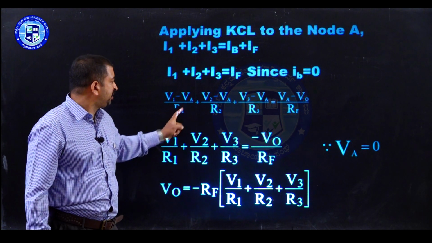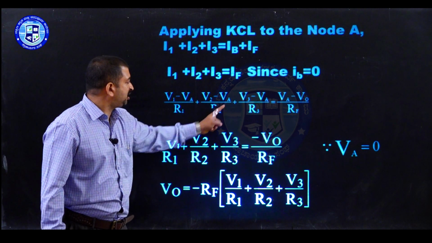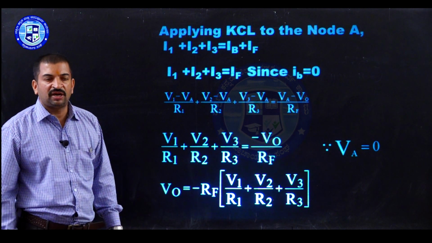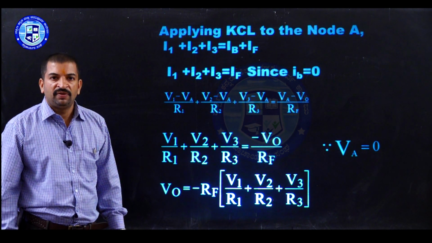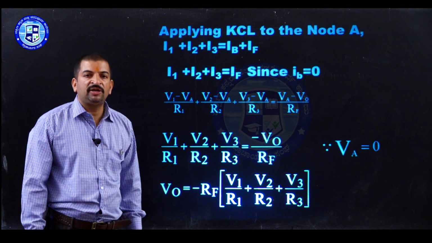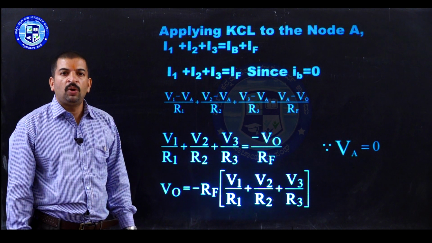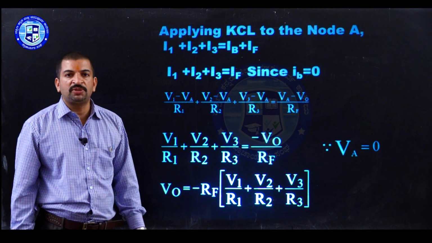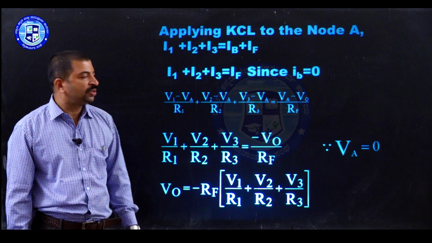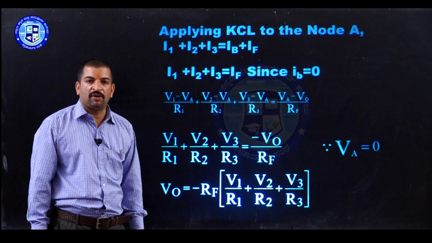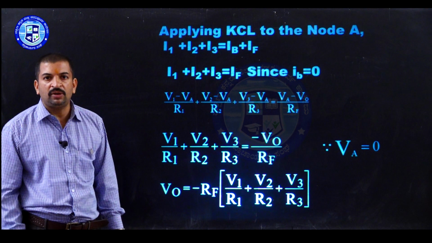V1 minus VA divided by R1 is the current flowing through the resistor R1. V2 minus VA by R2 is the current flowing through R2. V3 minus VA divided by R3 is the current flowing through R3. VA minus V0 by RF is the current flowing through the feedback resistor. Now, the voltage at node A is equal to 0 in this case, because we have connected the non-inverting input terminal to the ground. So, we substitute VA equal to 0.